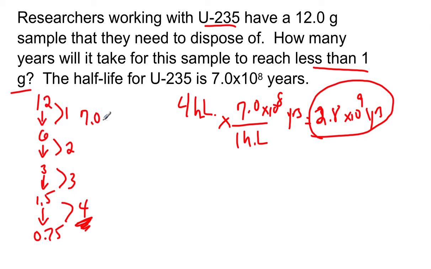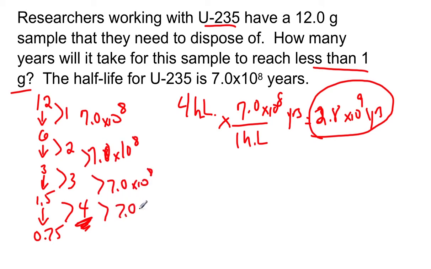Or, if we just do the math here, 12 cut in half is 6, that's one half-life, that's 7.0 times 10 to the 8th years. Divide it in half again, that's another 7.0 times 10 to the 8th years, another 7.0 times 10 to the 8th years, and another 7.0 times 10 to the 8th years. Add them all up, what do you get? That. 2.8 times 10 to the 9th years.